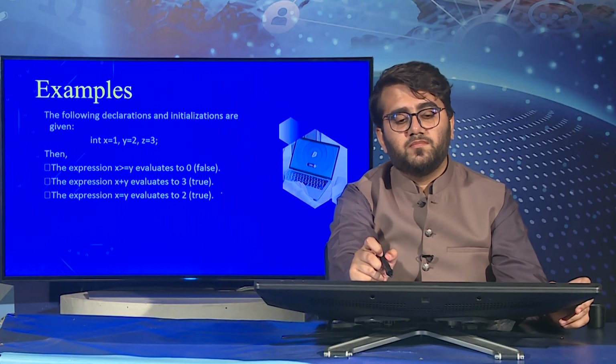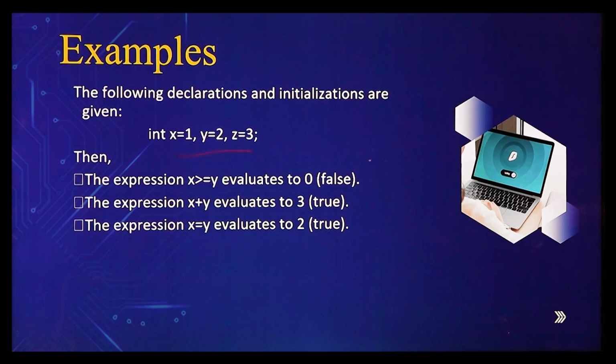So, we have certain examples of these expressions. Suppose we had declared 3 variables, x equal to 1, y equal to 2 and z equal to 3. If we evaluate the expression x >= y, what would happen? It would give us a result of 0 or false. Why? Because x is 1 and y is 2. It is checking whether 1 is greater than or equal to 2. So it is checking both things, whether 1 is greater than 2 or 1 is equal to 2. It is neither equal to 2 nor greater than 2, so the answer would be false.